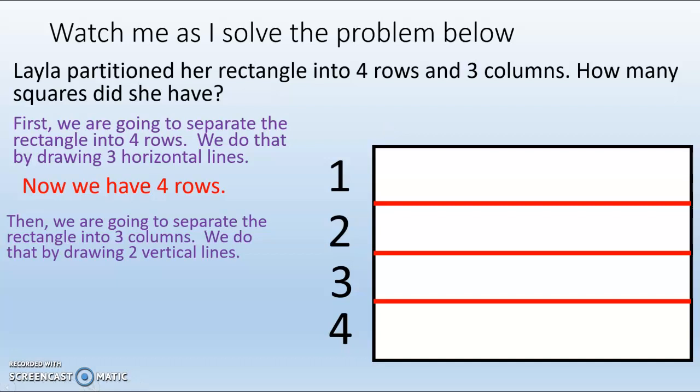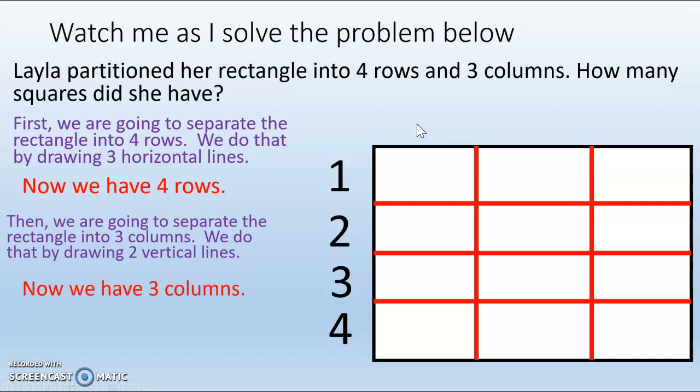Then we're going to separate the rectangle into 3 columns. We'll do that by drawing 2 vertical lines, or up and down. Put one here and one here. Now we have 3 columns. 1, 2, 3.